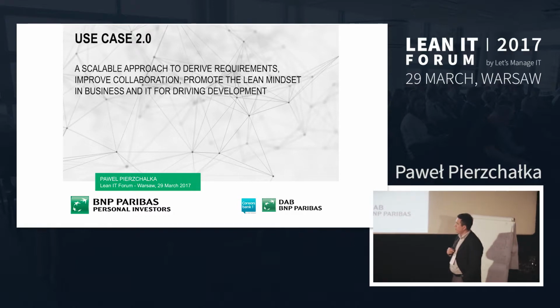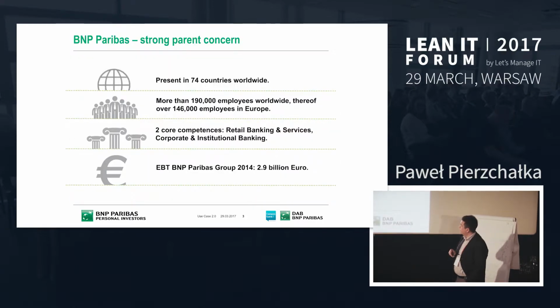My name is Paweł Pierzchałka, and I work for BNP Paribas Personal Investors in Germany. So let me tell a few words about what BNP Paribas is. BNP Paribas is a big bank. We are present in 74 countries. We have 190,000 employees, and of these, 140,000 are in Europe. And the core business for us is retail banking and corporate banking.